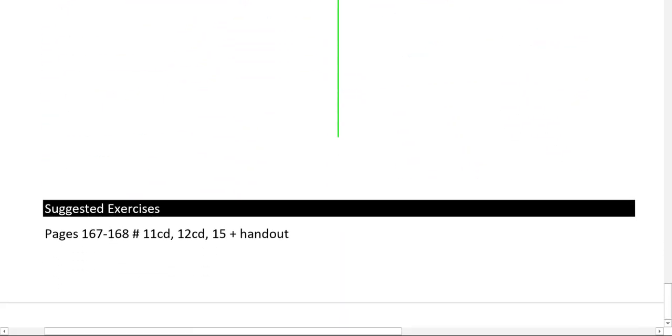So today there's a couple questions from the textbook, and then I've also made a handout which includes 3 word problems you can try out. That'll also be available to you through D2L.